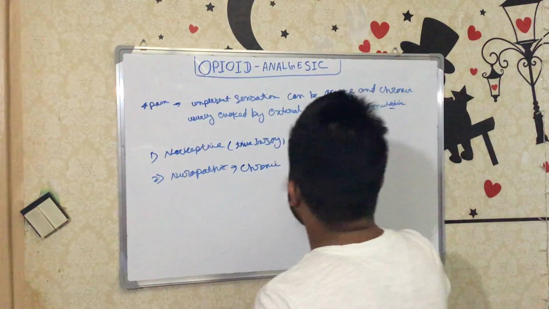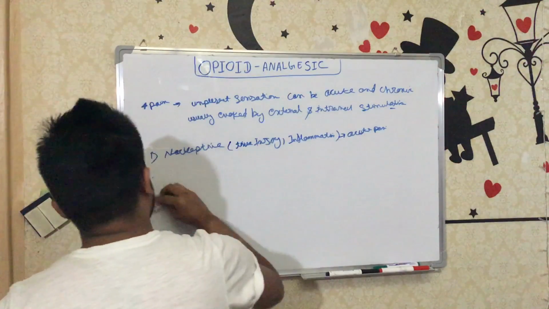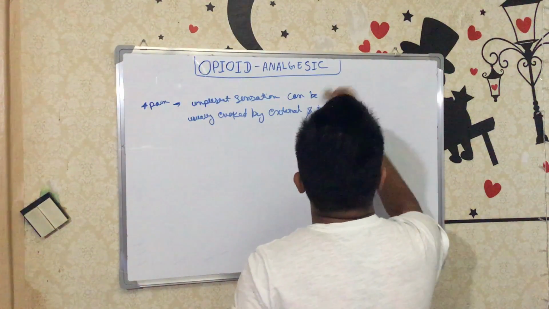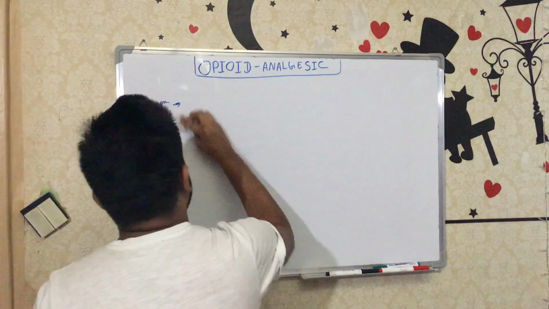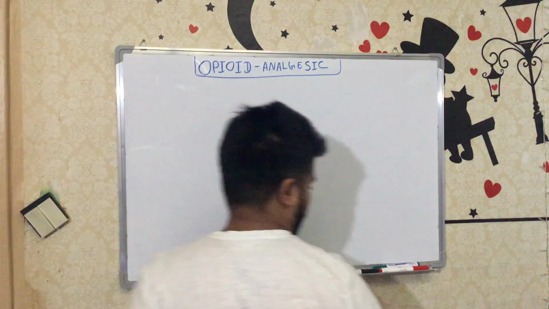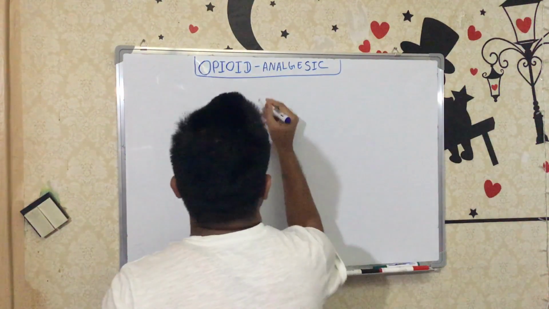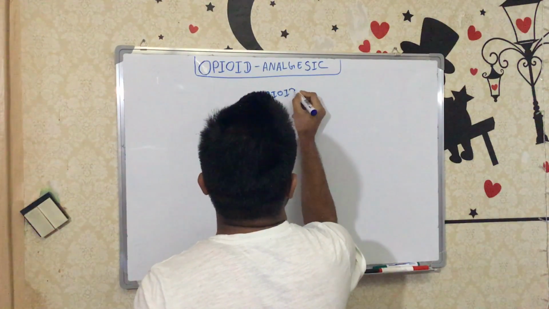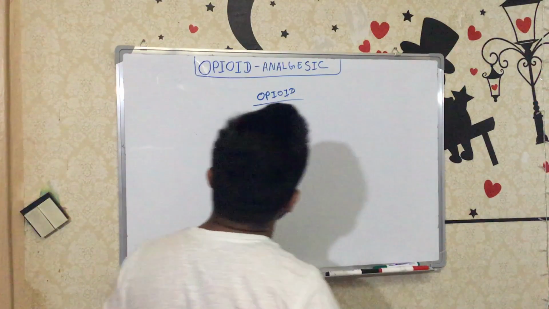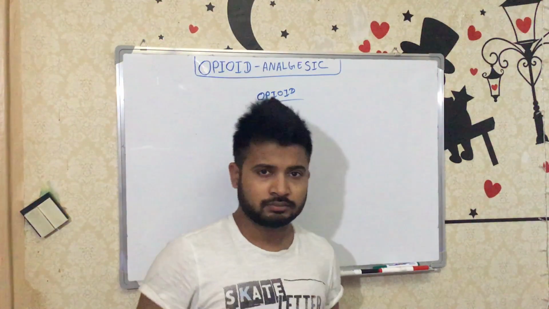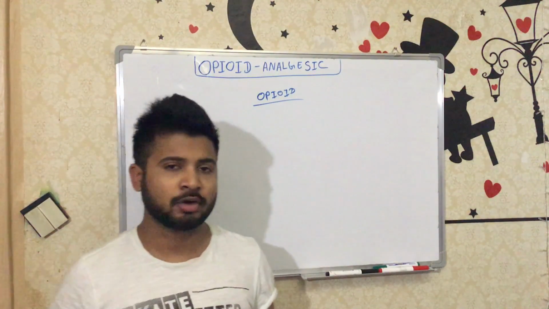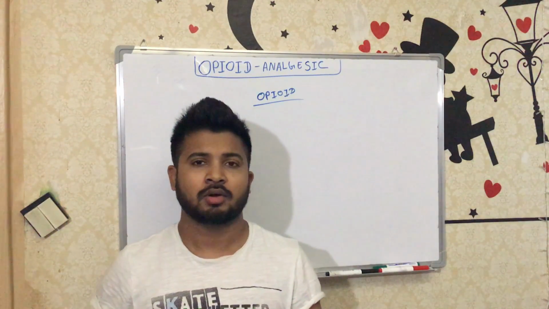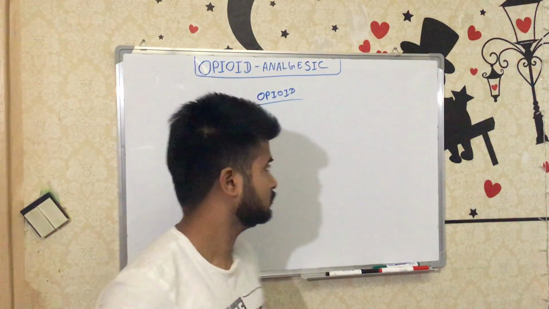Now let's discuss the opioid. What is an opioid first of all? An opioid is a natural, semi-synthetic or synthetic compound which acts on the opioid receptor and produces morphine-like effects.